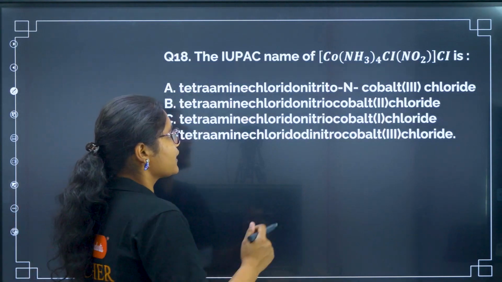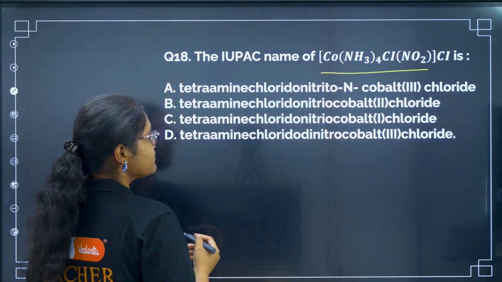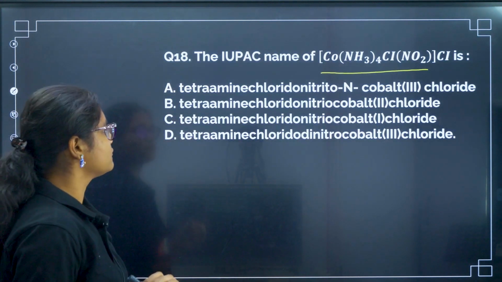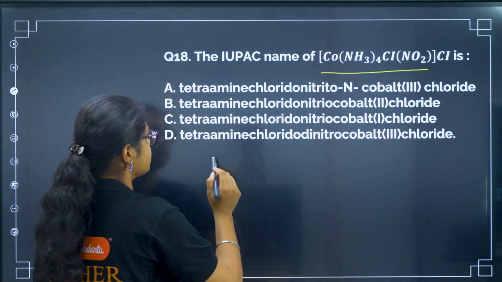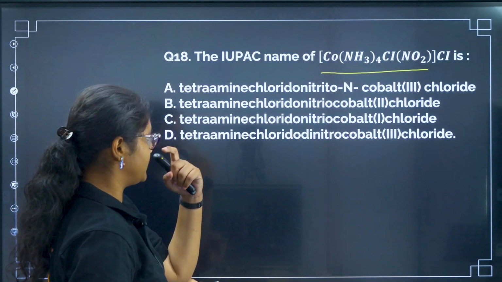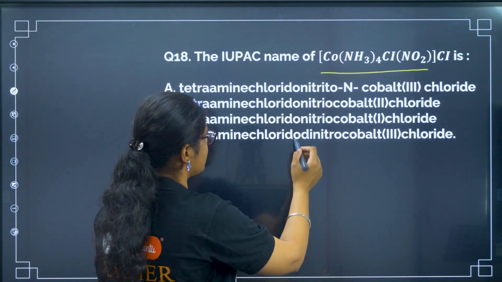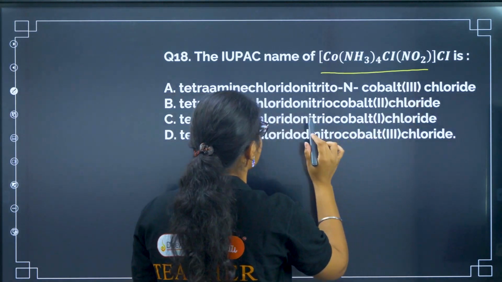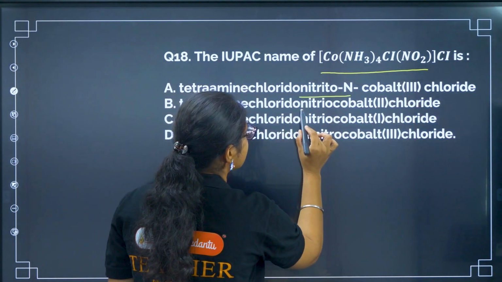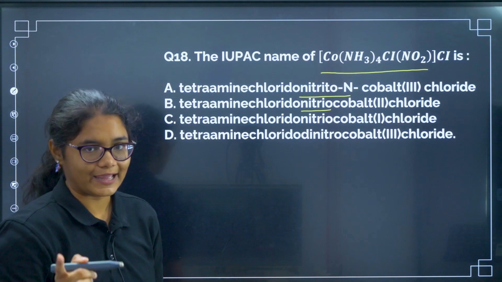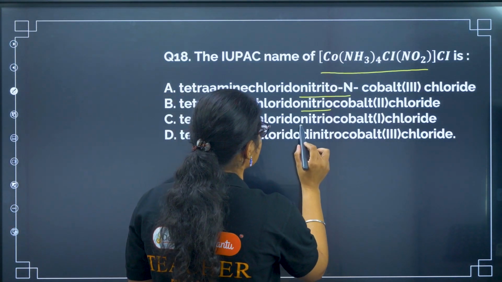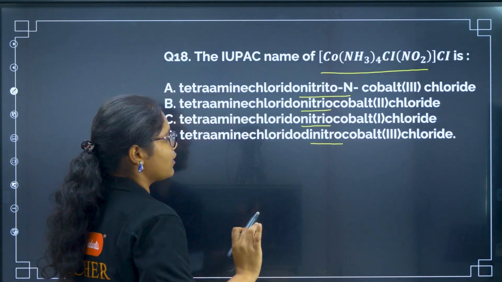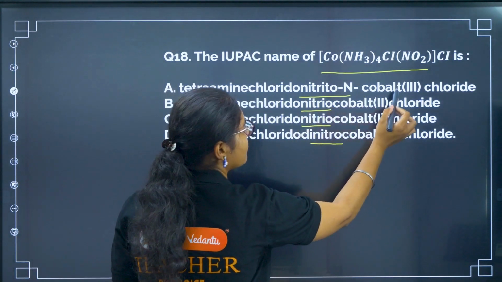Next. Okay, again we have an IUPAC name for this one. First of all, we will write the ligands in alphabetical order. So amine will come first, right? All the options are having amine, so we cannot eliminate anything. Next will come chlorido, and all the options also have chlorido. Next we have nitrito, right? You can see here nitrito N is there. Here only nitrito is there, it is not mentioned N or O. Here what is the problem? Here also nitrito is written something different, and here also the spelling is wrong. So this is nitrito N cobalt 3 chloride.